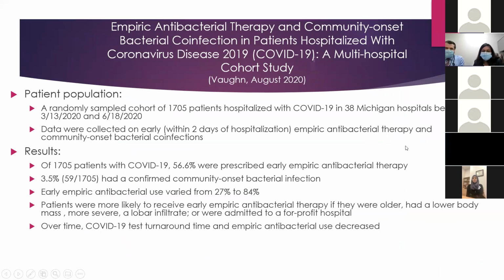This is another study. This is empiric antibacterial therapy and community onset bacterial co-infection in patients that are hospitalized with COVID. And a lot of these studies showed pretty much the same thing, that a lot of people are getting a lot of antibiotics that weren't needed. In this study, they showed that early antibiotic use can range from 27% to 84% of the time. In an earlier study, we used antibiotics over 72% of the time in patients. So a lot of unnecessary use is happening.